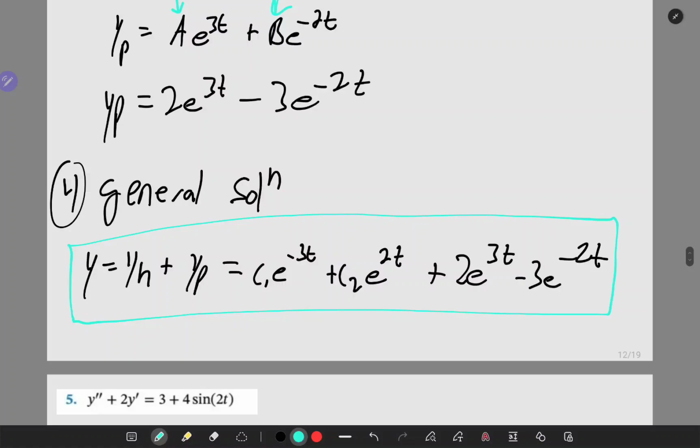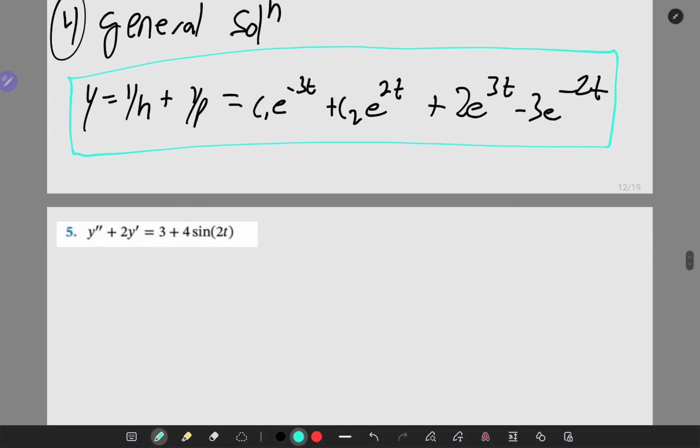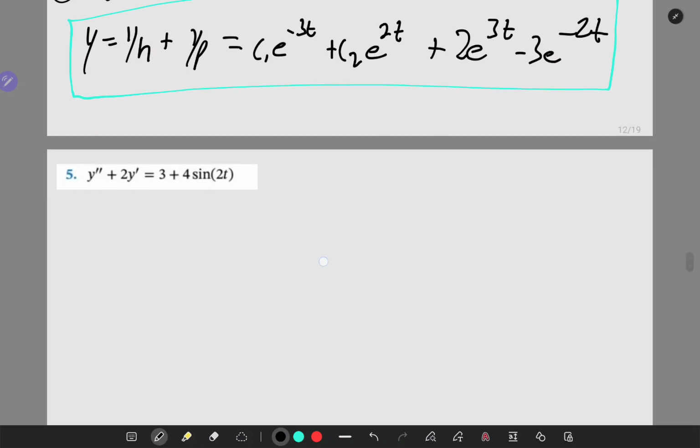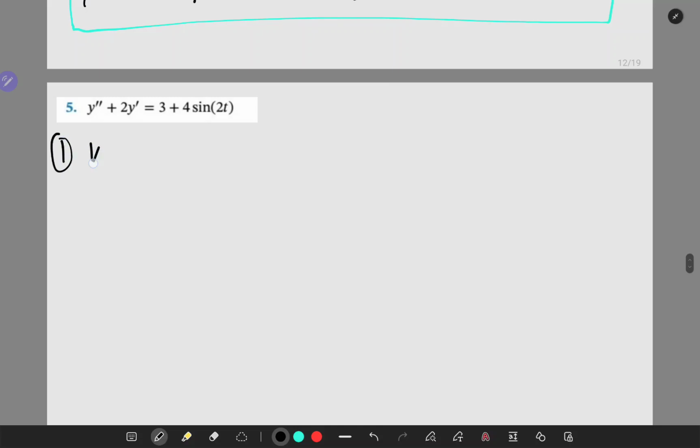Okay, so this example problem wasn't too bad, but they can get fairly long, and I might have a long one in here. The next one's a little bit longer, yeah. The next one's a little longer. Okay, so number 5. So for number 5, we have step 1, homogeneous. Solve the homogeneous equation. I'm just going to go ahead, skip a few steps.